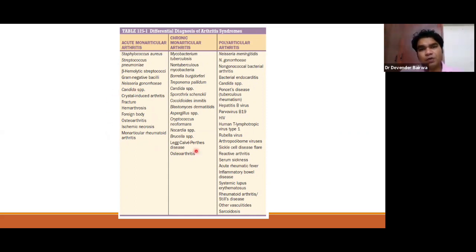Then, in case of chronic monoarticular arthritis, generally these are either fungal infections or mycobacterial infections. In case of polyarticular arthritis, they also can have bacterial, fungal or viral causes depending on underlying conditions. Mostly, the patient will be having some kind of immunosuppressive therapy going on, or they'll be having an underlying CTD. In our setting, the most common polyarticular infection we see is in our RA patients.